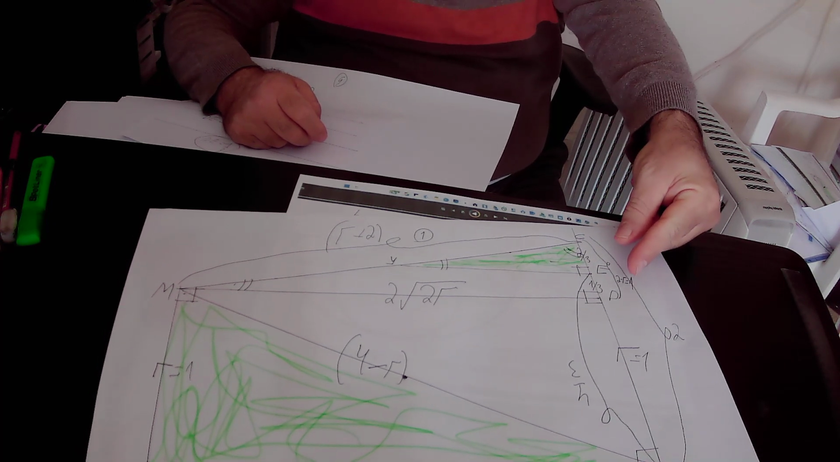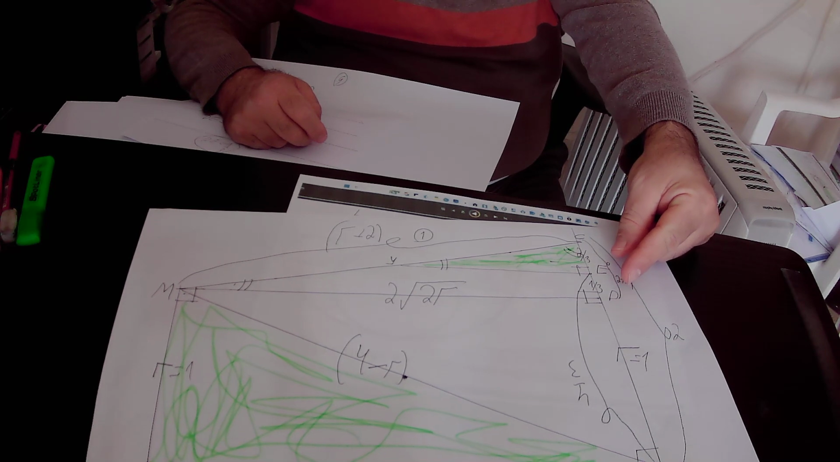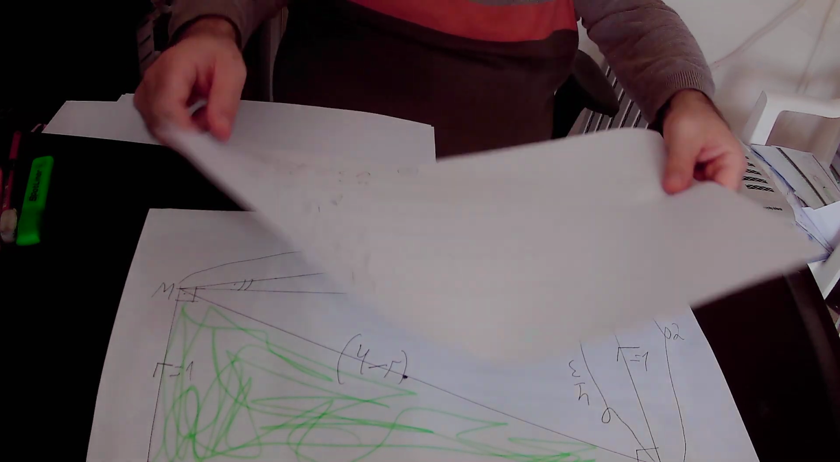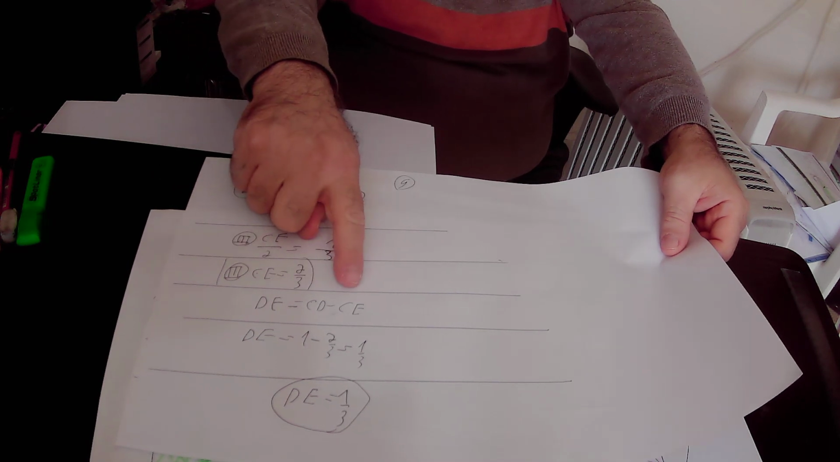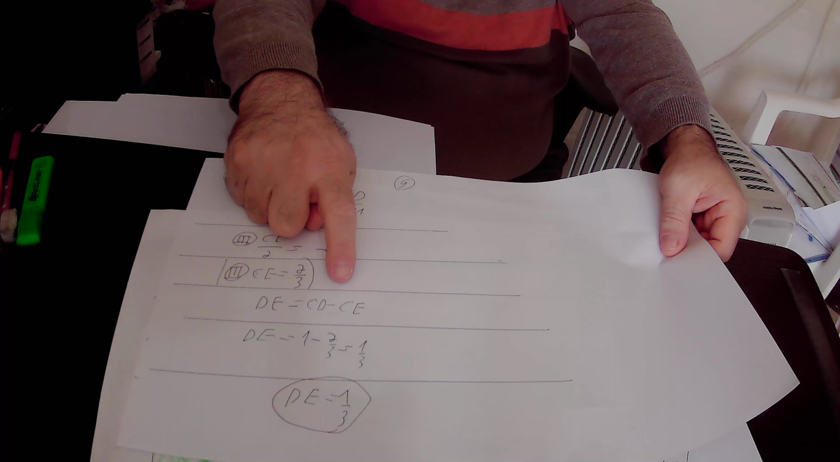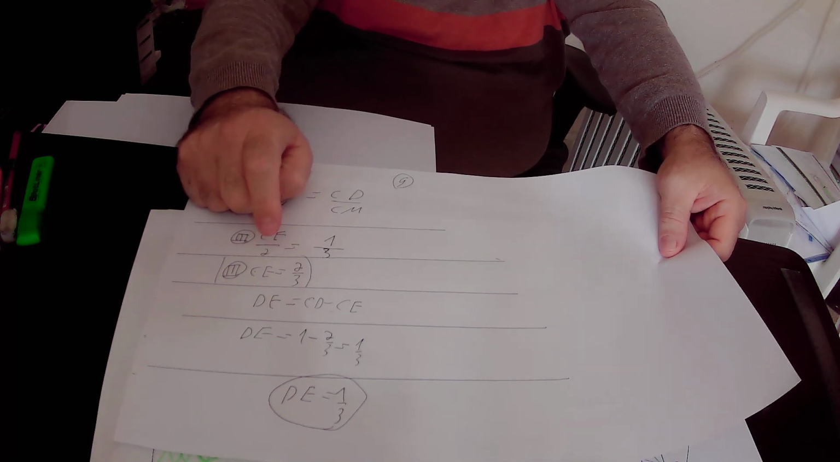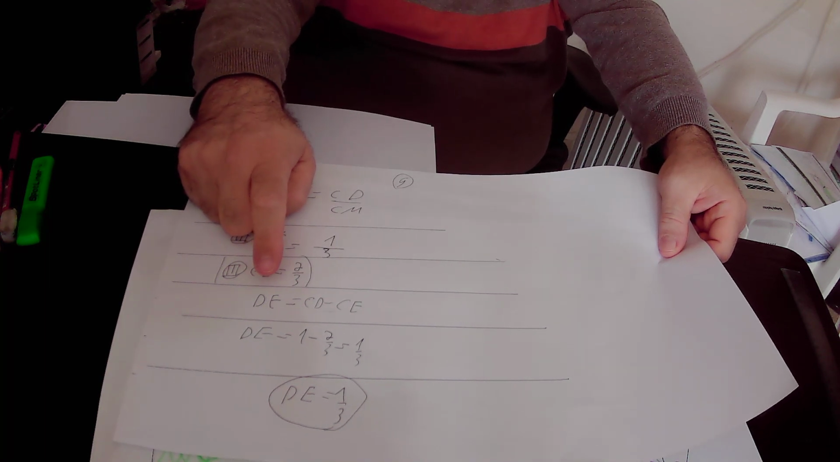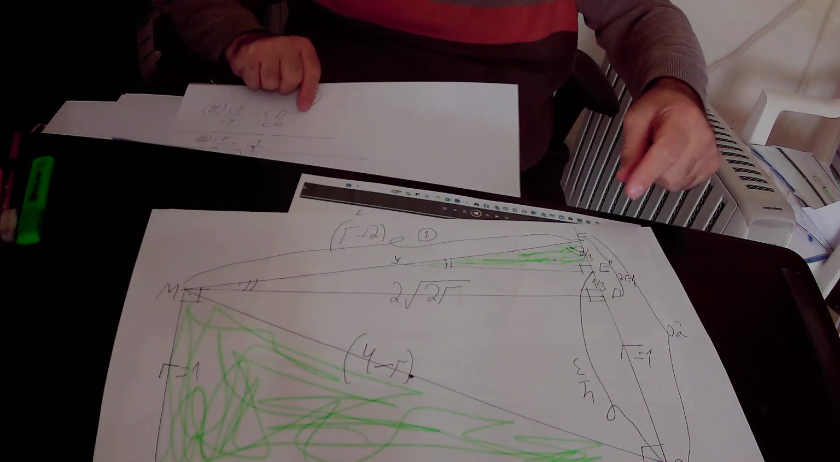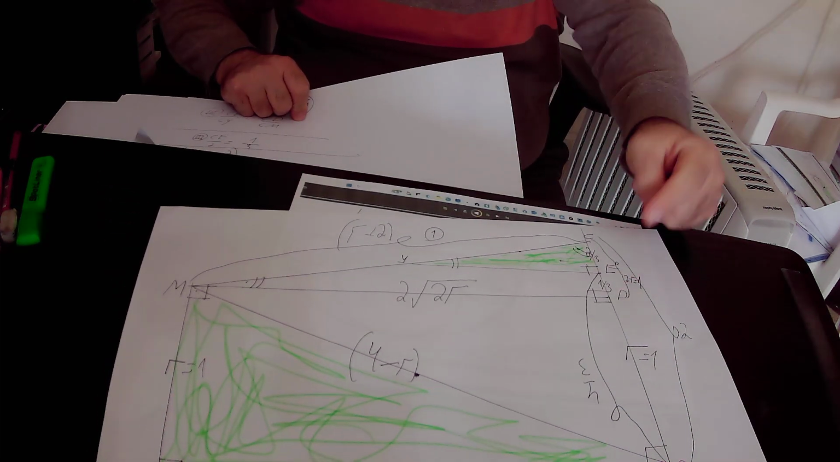And what is the value of ED or DE? It equals CD minus CE. DE equals CD minus CE. We have already found out that CD equals 1 and CE equals 2/3. In total, DE equals 1 minus 2/3, that is to say DE equals 1/3. So we wrote here that DE equals 1/3.